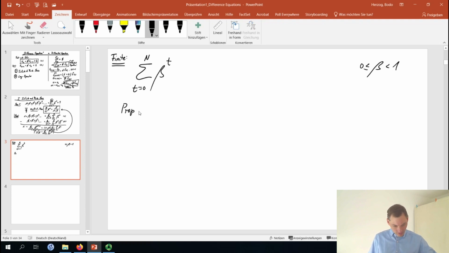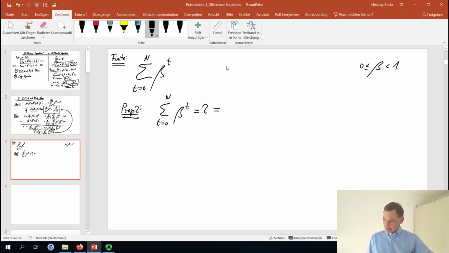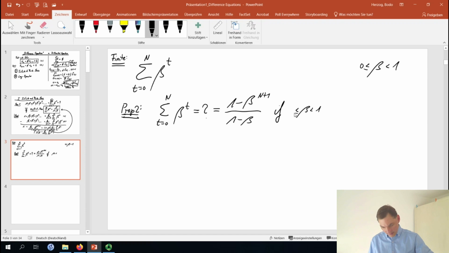So if I make a proposition, let's call it 2, the finite sum for t from 0 to n of beta to the t, what is this? Actually we can show that if beta is less than 1, this is 1 minus beta to the n plus 1, over 1 minus beta, if beta is in this range. Okay, so how can we see this?